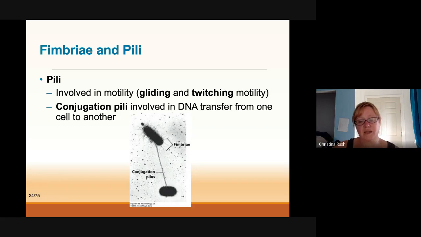Most of the time, cells are going to divide through binary fission, so they're going to be clones of one another. So this is a good way to get DNA transfer.